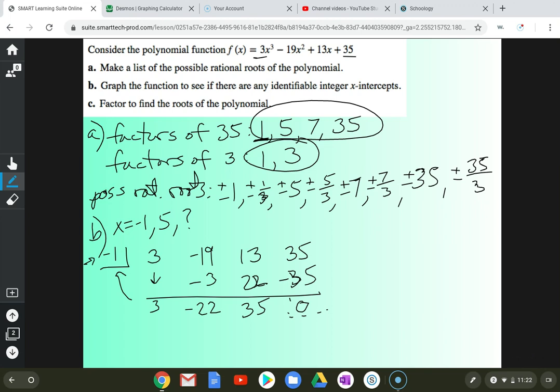So what is the function that's left? The function that's left, remember these are coefficients, you reduce the power by 1, so we'd have 3x squared minus 22x plus 35. Now, we could divide out the 5 and get down to the final factor, or we could try to factor this.